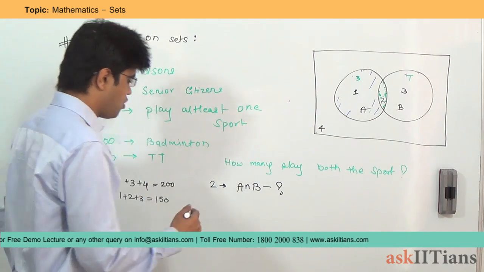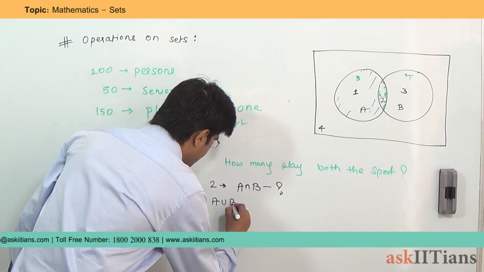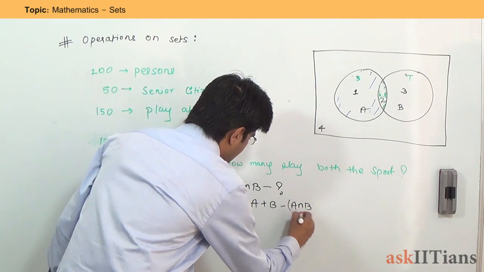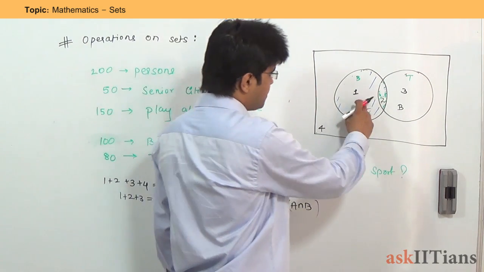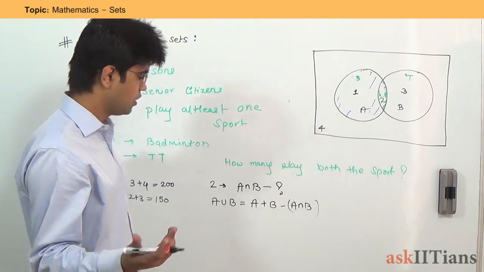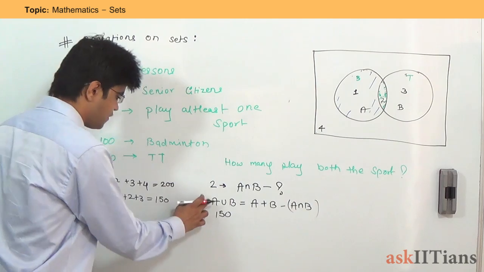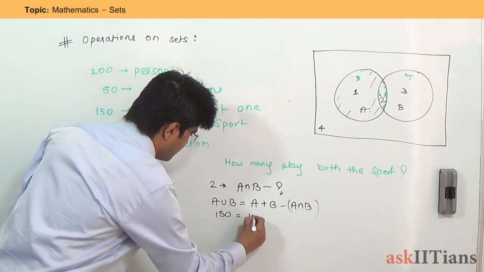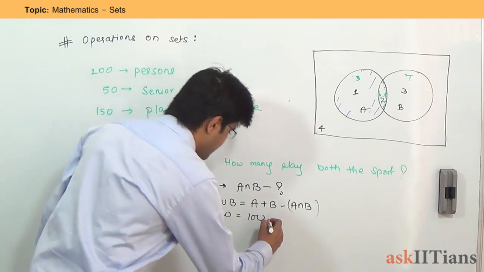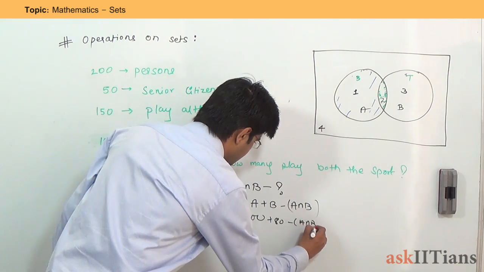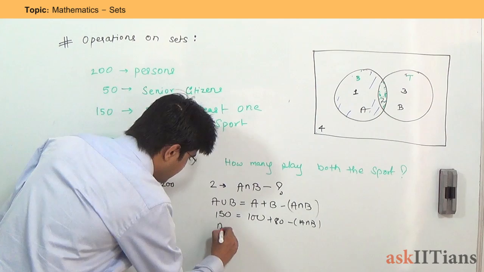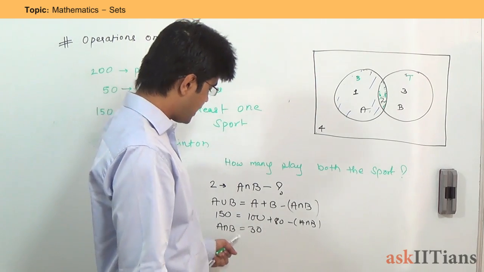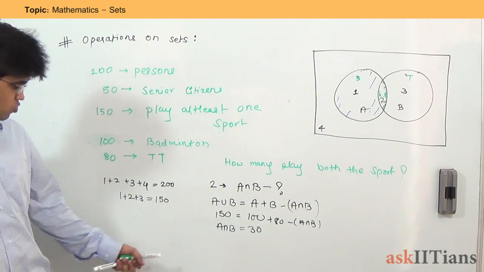Now we know the union formula: A union B is equal to A plus B minus A intersection B. Now 1 plus 2 plus 3 is 150, which is A union B only. So A union B is 150. Set A, persons playing badminton, is 100. Set B, people playing table tennis, is 80, minus A intersection B. So this is 180 minus 150, and A intersection B becomes 30. So there are 30 people who play both table tennis and badminton. This was the answer we desired.